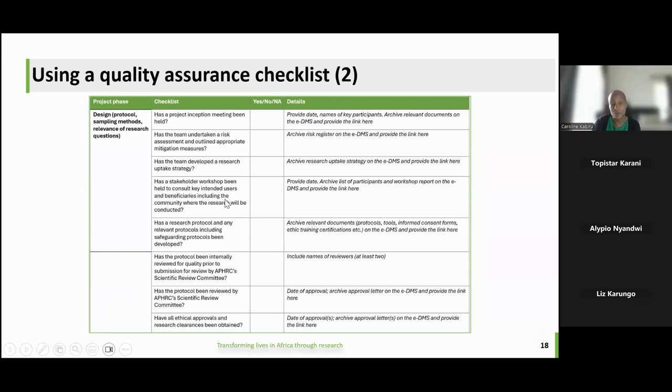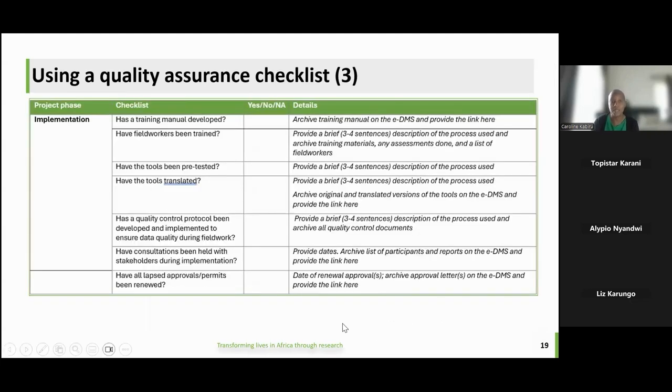Have you held a stakeholder workshop? Have you developed safeguarding protocols, the research protocol itself? Has it been reviewed? Which is important for quality assurance as well. Then has it been reviewed, in this case by our scientific review committee, but whoever is the responsible committee in your institution? Have you obtained the ethical approvals, and where are they stored? And what are the dates of approval? What are the numbers and that sort of thing?